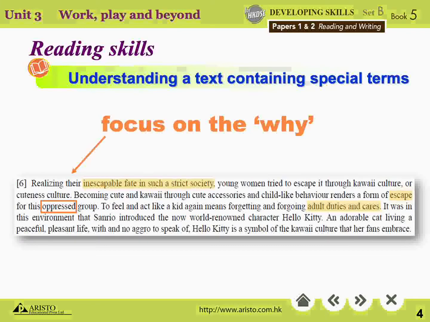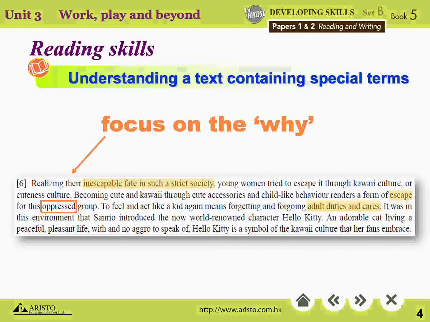Now let's try using these reading strategies to understand a text containing special terms together. Here is a short passage from a text about a character in a TV show. Let's say that oppressed, which is outlined in orange, is an unfamiliar term. Even if you don't know what it means, there's no need to panic. We can still use the reading strategy of focusing on the why to understand this passage.